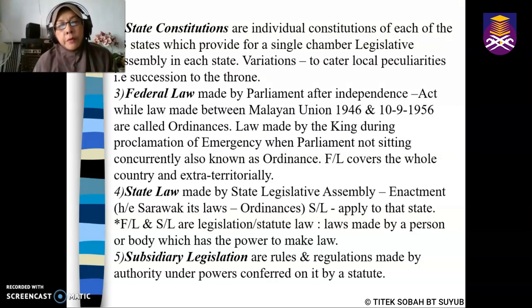House of Representatives. Whereas state laws are those laws enacted by the Legislative Assembly, the Dewan Undangan Negeri, and are known as enactments. However, as I told you earlier, for Sarawak, it is known as an ordinance.